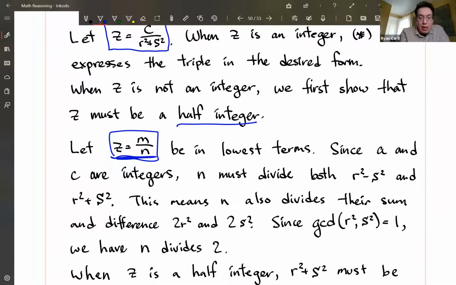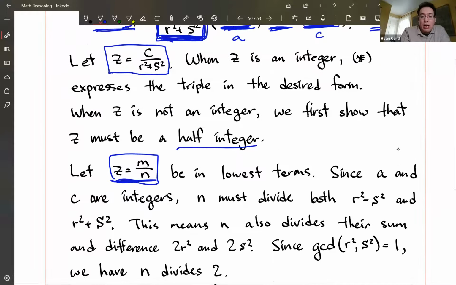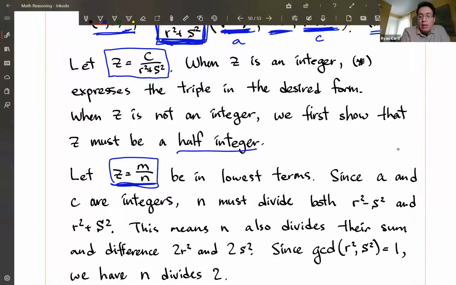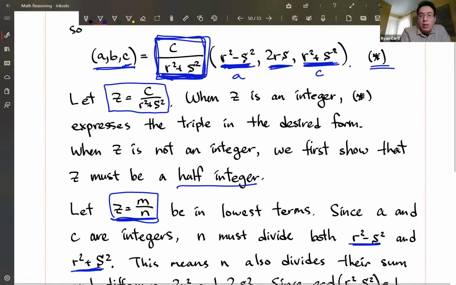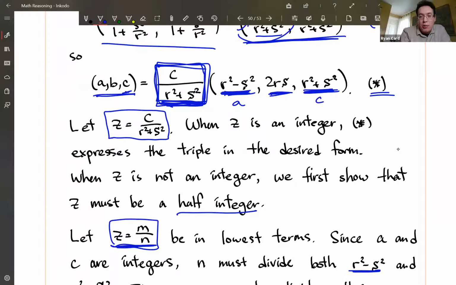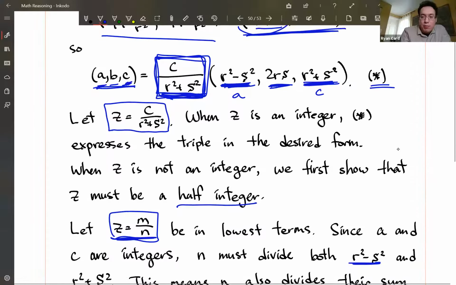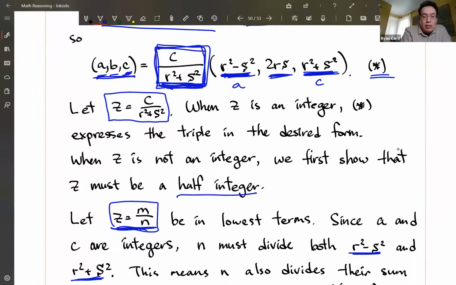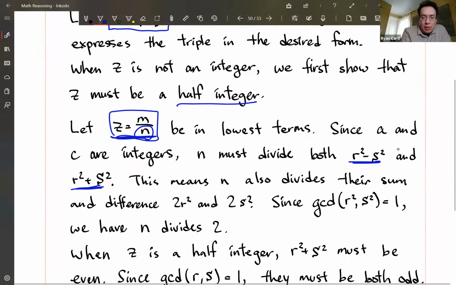So that means that n has to divide r squared minus s squared, and it also has to divide r squared plus s squared. If they don't divide by it, you still have a fraction when you multiply back in, and you don't have an integer solution a, b, c. So the only way this denominator is going to cancel is if this divides what we're going to multiply it to. I hope that made sense.